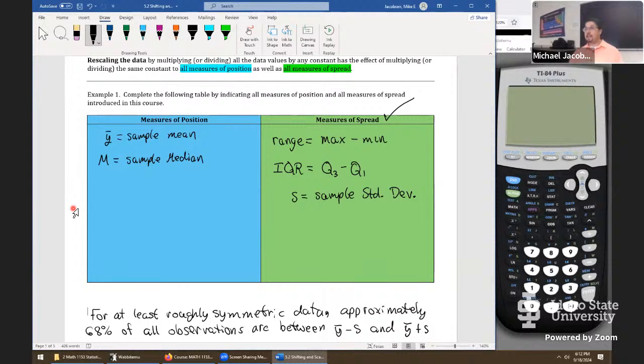Yeah, absolutely. Min and max are absolutely measures of position. And there's two more. Here's a hint though. Why is the sample median a measure of position?